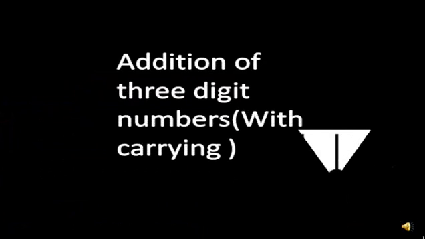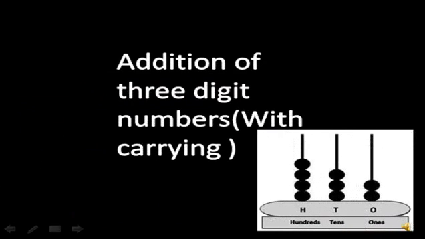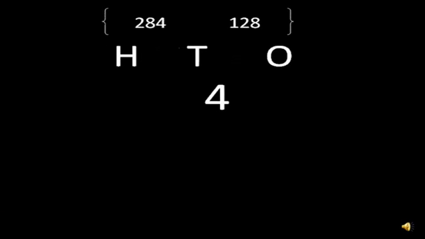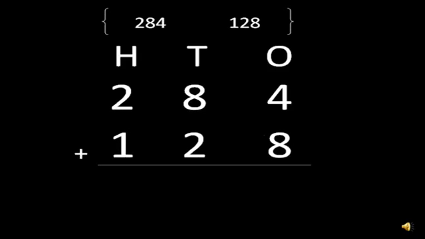Now we'll be moving to the next level of adding 3-digit numbers with carrying. Add 284 and 128. Arrange the given numbers into their respective columns, ones under ones, tens under tens, and hundreds under hundreds. After arranging the given numbers, add ones column first.